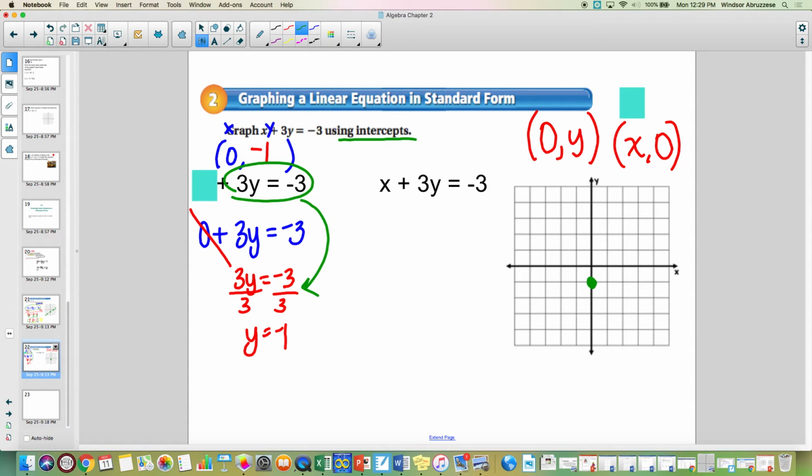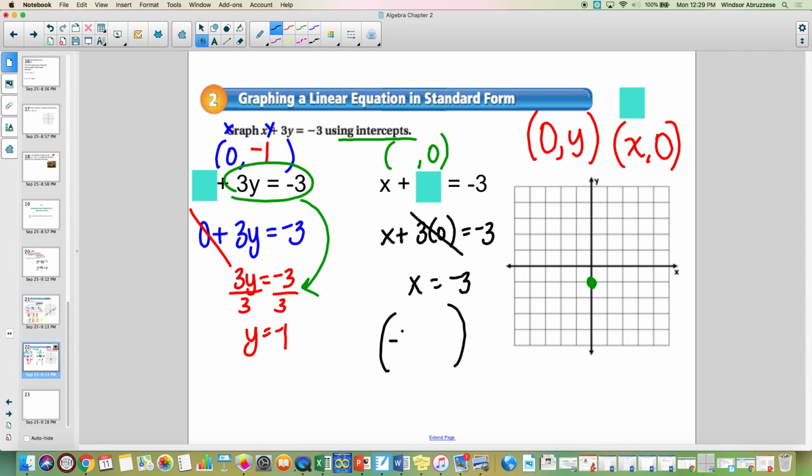Now I plugged in 0 for x. Now I'm going to plug in 0 for y. So I'm going to take my square, and 0 is y, so I'm going to plop it right there. Or if you want to write it out, you can do it like this, if that confuses you. And this is actually gone, so you're just left with x equals -3. So your second intercept is -3, 0. 1, 2, 3. Let's do this in green too. And there is your line.